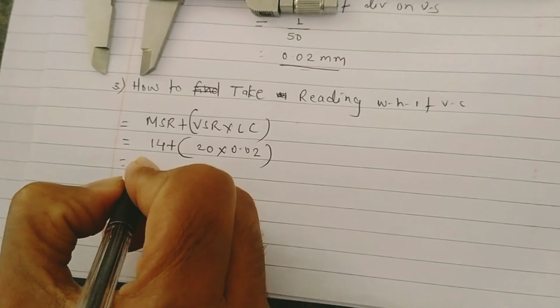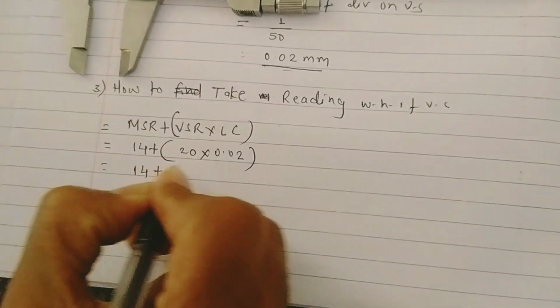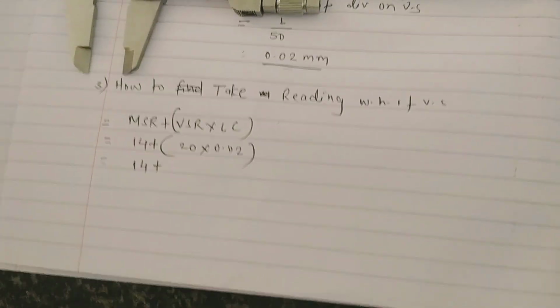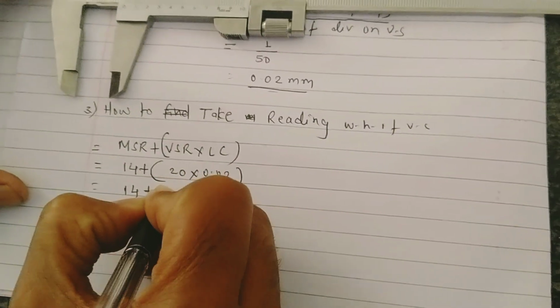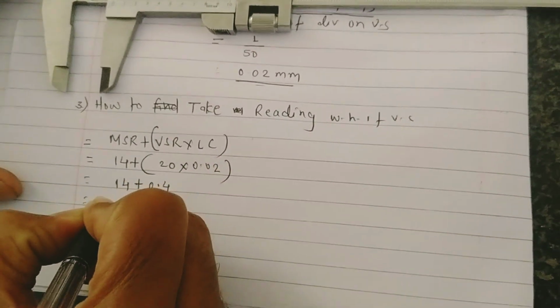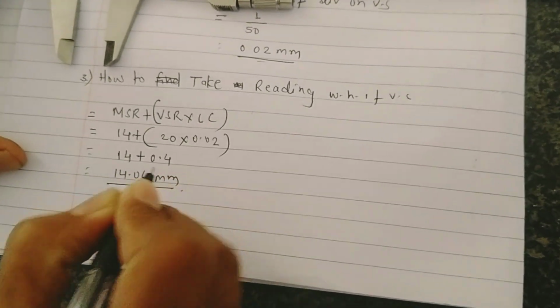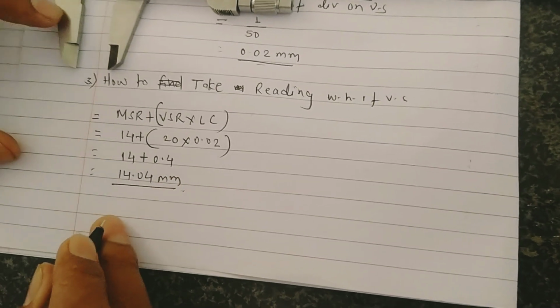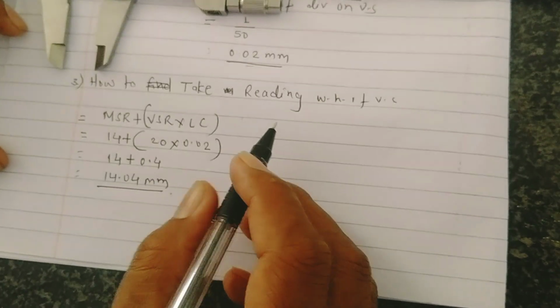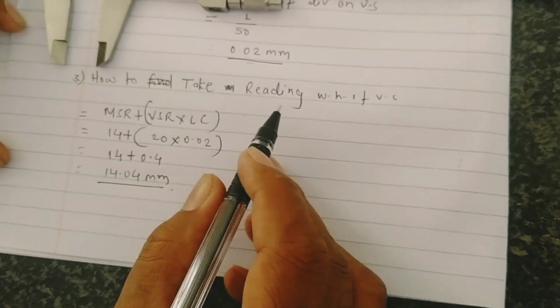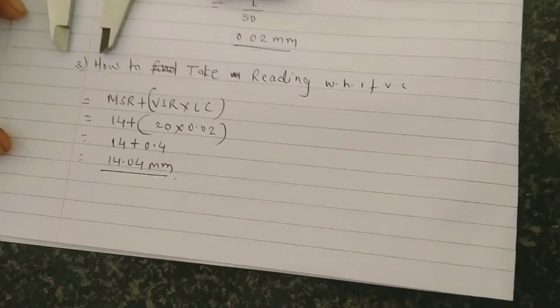So it will become 14 plus 0.4. So the answer will be 14.4 mm. So in this way we can take the reading with the help of the vernier caliper.